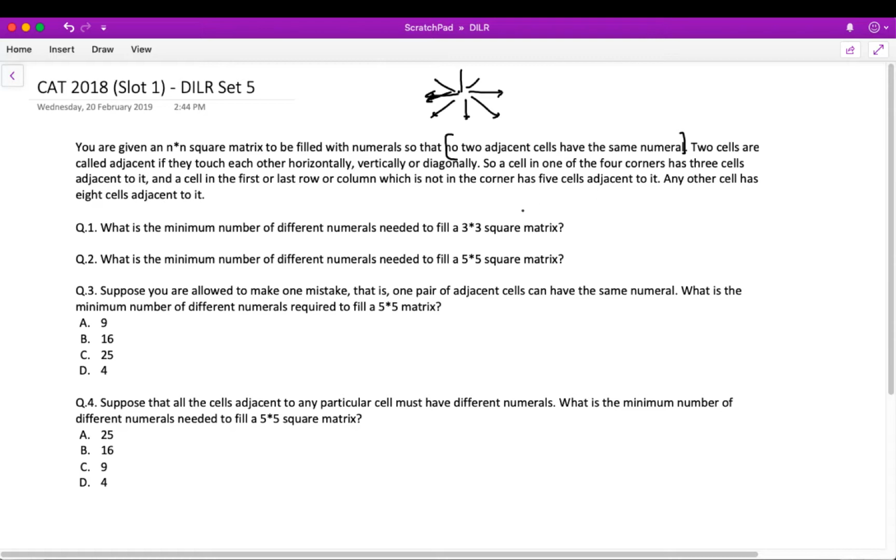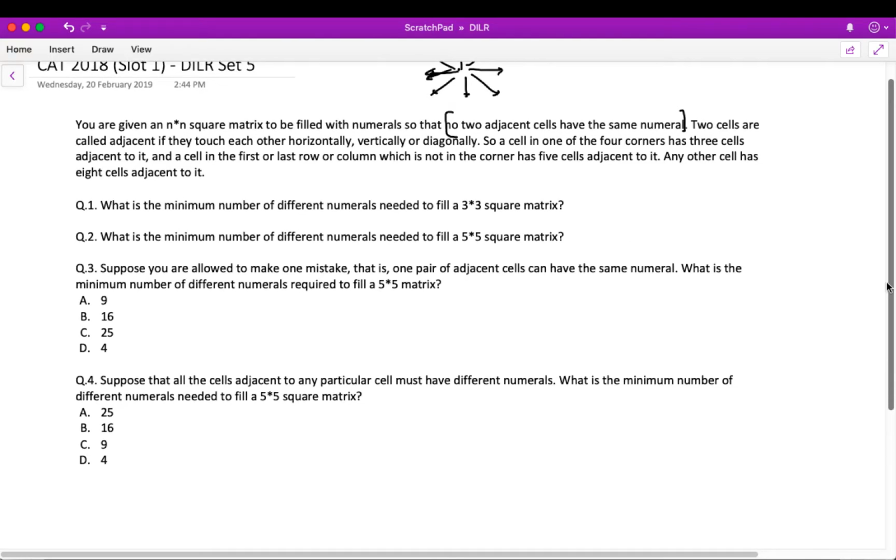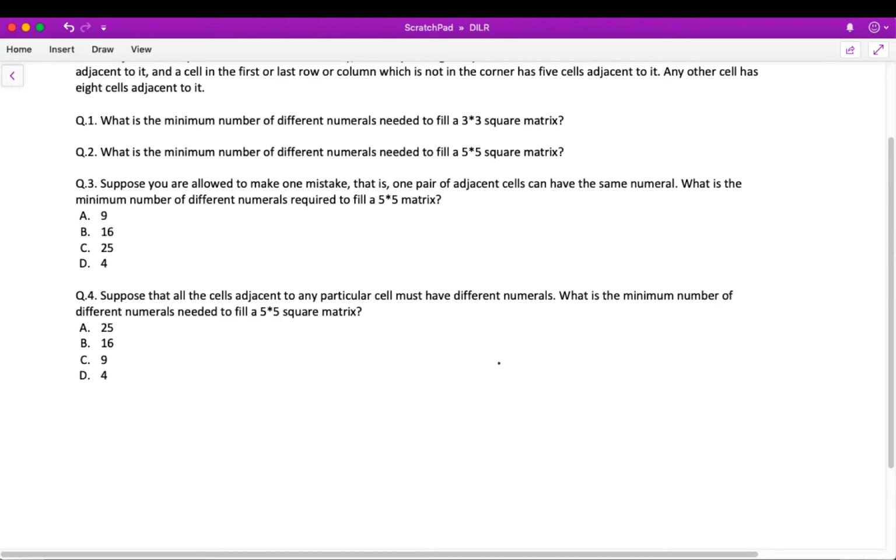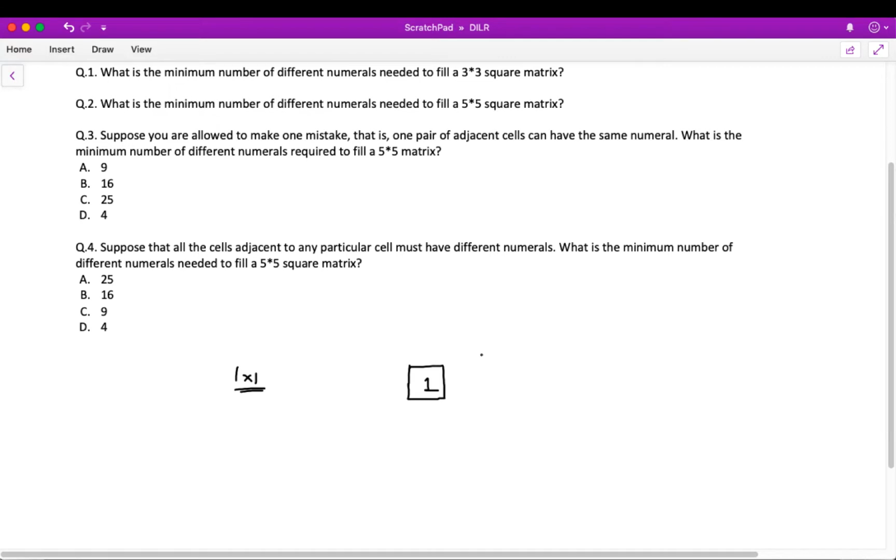This is the question and the data that is given, and the first question asks us to figure out the minimum number of numerals needed to fill up a 3 cross 3 square matrix. Instead of starting with a 3 cross 3, let's take a step back and look at a 1 cross 1. In a 1 cross 1 you have only a square and can put only one number in it, so the minimum is one number.